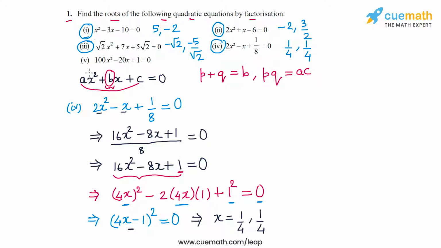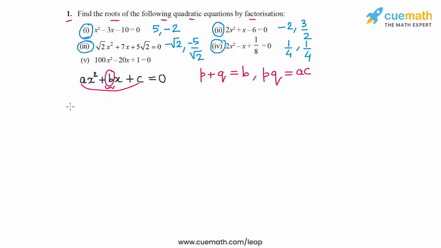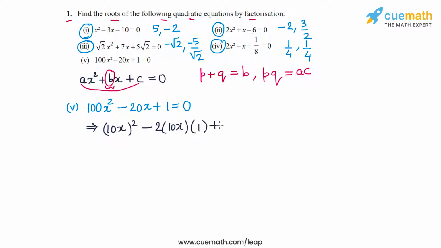Now let's do part 5. In part 5, the quadratic equation is 100x square minus 20x plus 1 equal to 0. And once again, just like in part 4, this is actually a perfect square, because you can write it as 10x whole square minus 2 times 10x times 1, that's minus 20x, and then plus 1 square equal to 0.